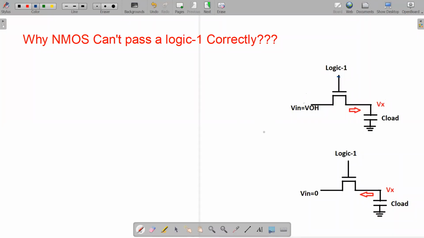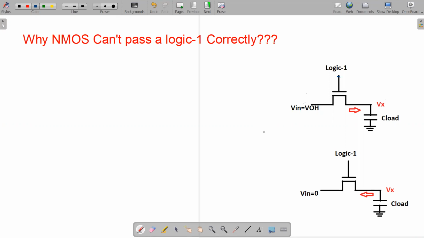Hello everyone. In this video, I'm going to discuss one interesting and important topic in VLSI design, that is pass transistor based logic design. Before understanding the pass transistor based logic design, it is important to understand the working mechanism of a pass transistor, that is how NMOS and PMOS transistors can pass a logic 1 and logic 0.